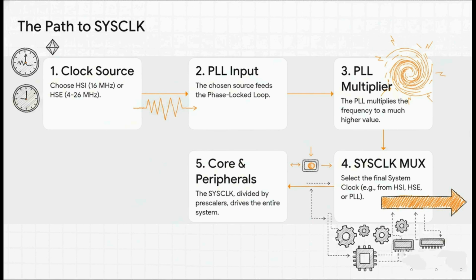That signal gets piped into something called the phase-locked loop, or PLL. Now, the PLL is the real powerhouse here. It multiplies that frequency way, way up. After the PLL, we hit a multiplexer, which is basically just a switch that lets us choose our main system clock, or SYSCLK. And that SYSCLK is what drives the CPU core, the memory, and after being divided down a bit, all of our peripherals.